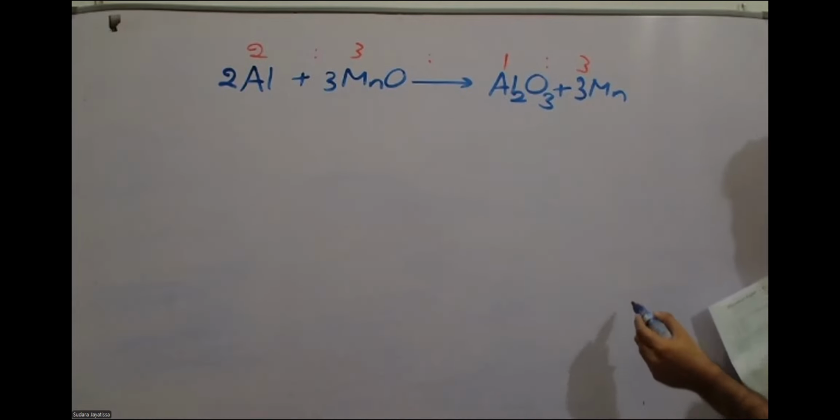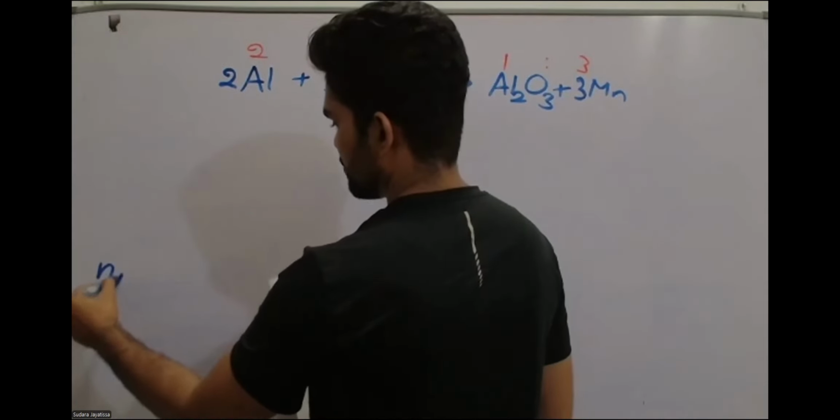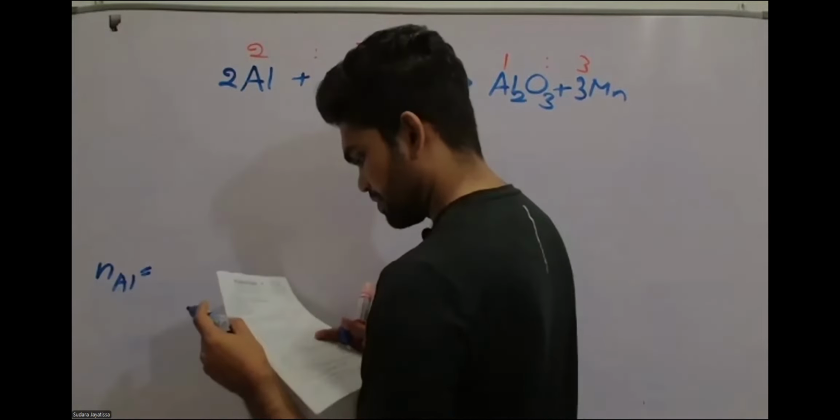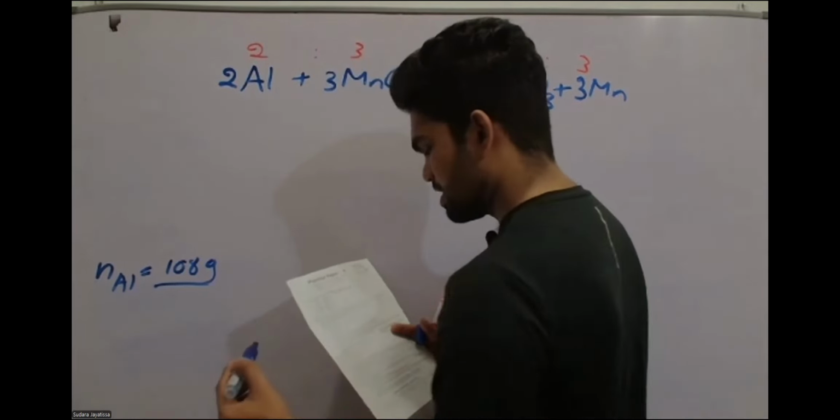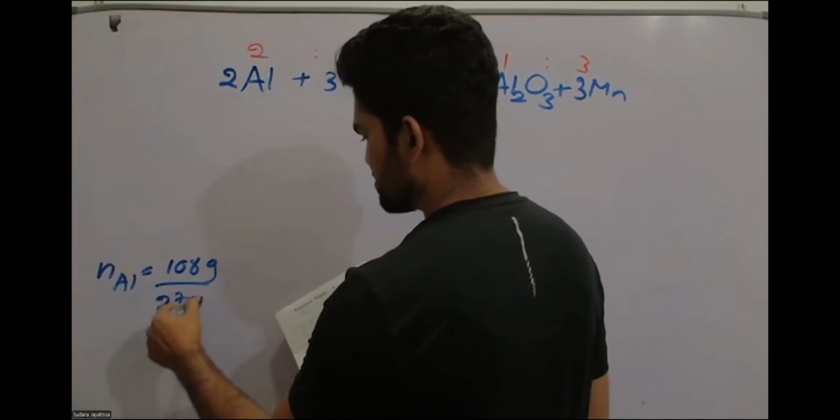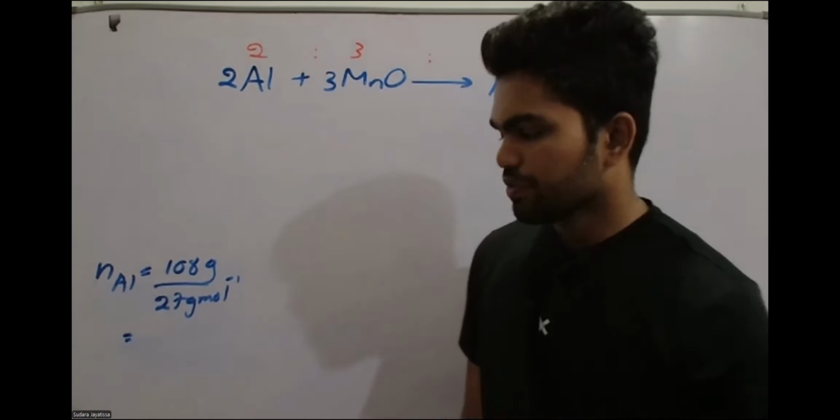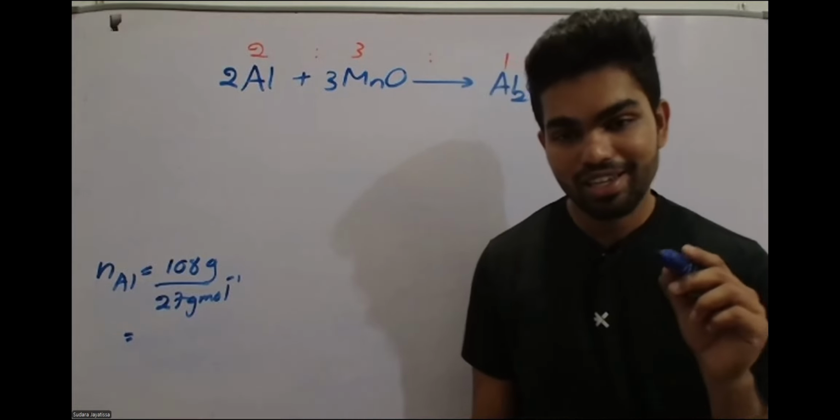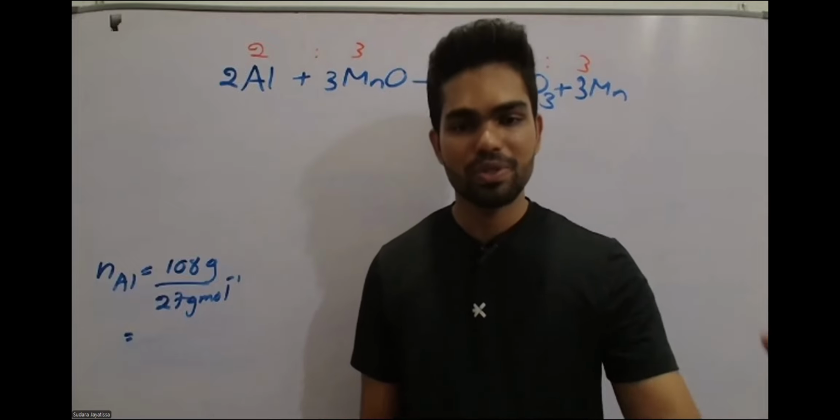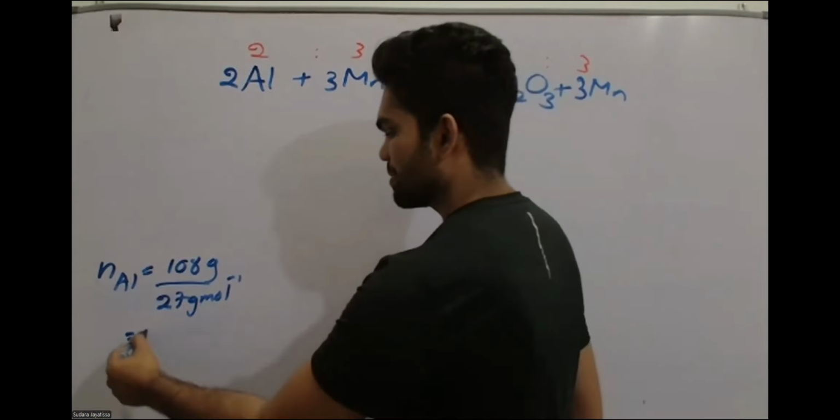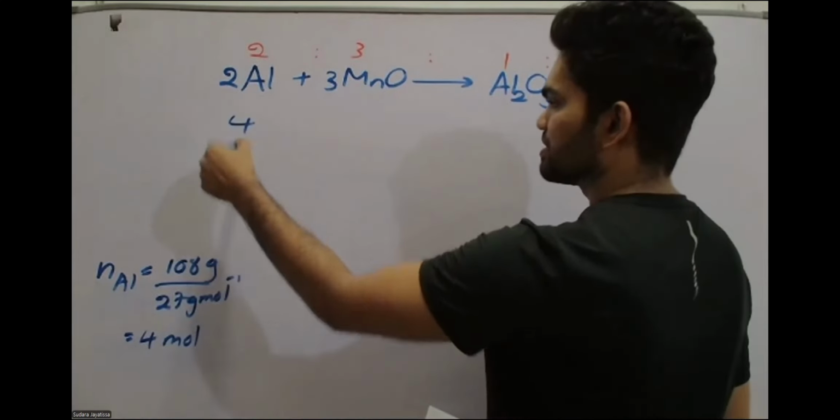So let's find out how many moles are there. Moles of aluminium: 108 grams divided by the molar mass of aluminium, which is 27 grams per mole. It's divisible. 27 times 2 is 54, 54 times 2 is 108. So basically you have 4 moles of aluminium.